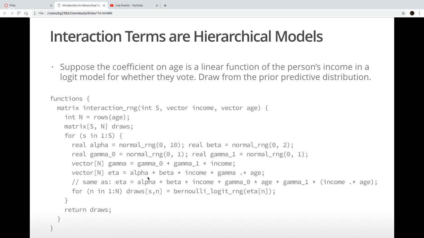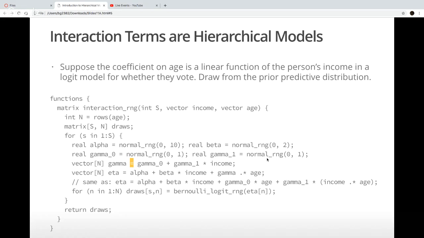So this is a hierarchical model in the sense that the parameter gamma depends on other parameters, gamma 0 and gamma 1, which I have priors on, and which, if I condition on data, I could get a posterior distribution on. But it has the same log odds and the same likelihood function as what you see all the time when somebody models voting and sticks in an interaction between the person's income and the person's age. It's the same log odds, and so it's the same likelihood.